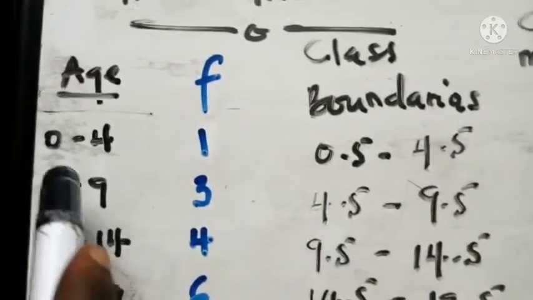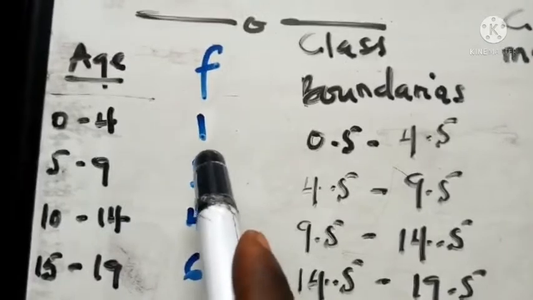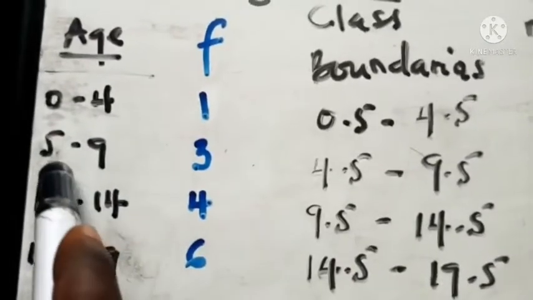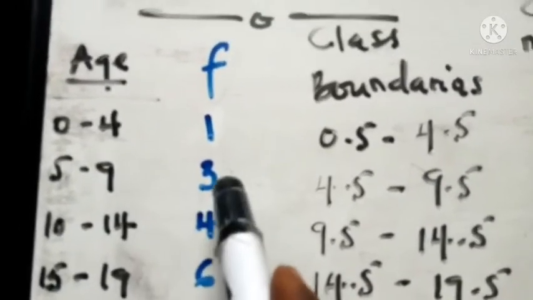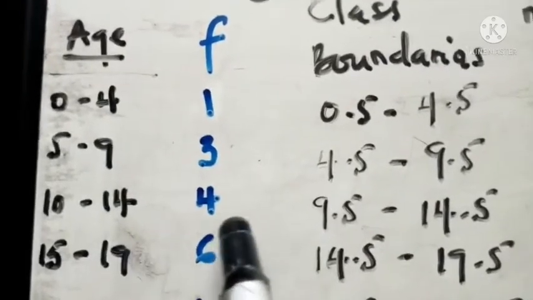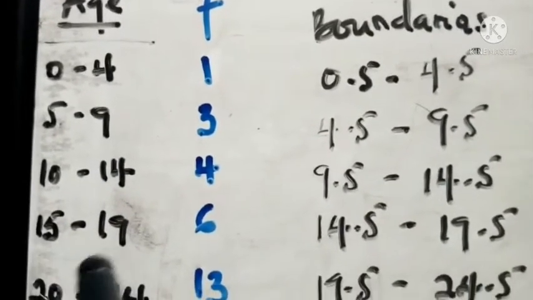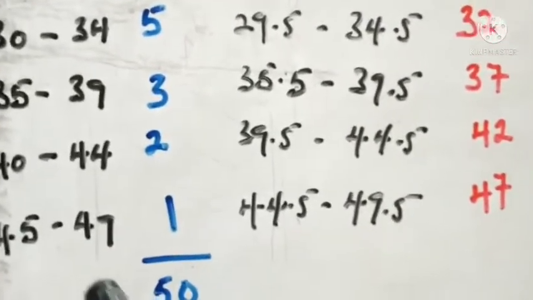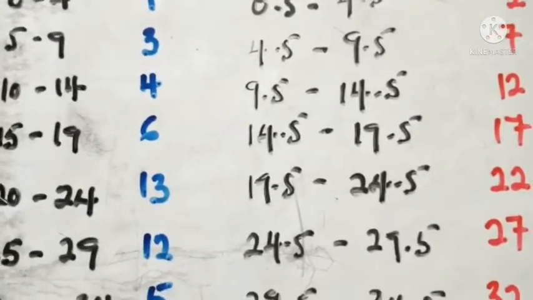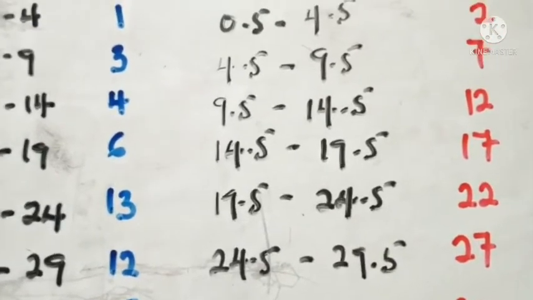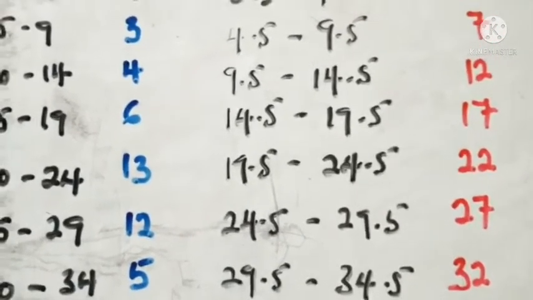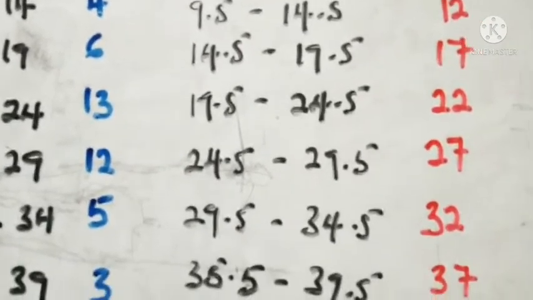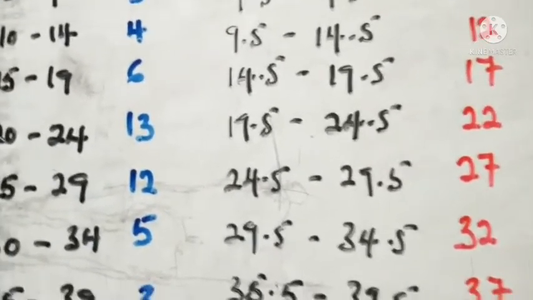People within the ages of 0 to 4 is only one person. From 5 to 9 years, they are 3, and then 10 to 14 years, they are 4, and then 15 to 19, they are 6, and then 20 to 24, they are 13, and so on and so forth. This is the only information that we are given, and then you have been asked to draw a histogram for the distribution.